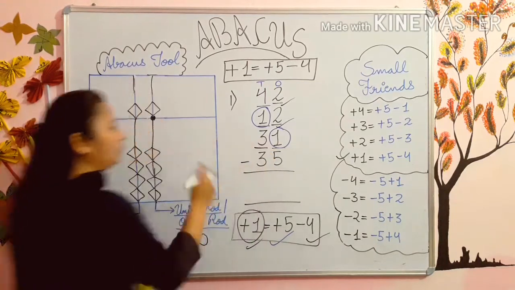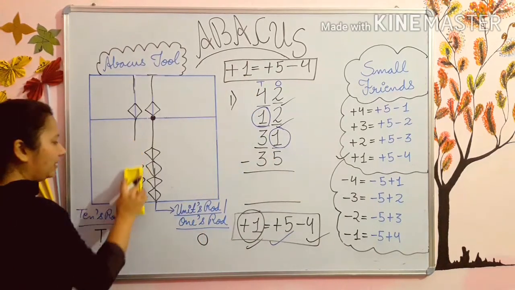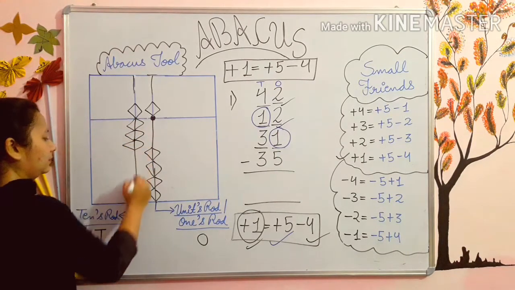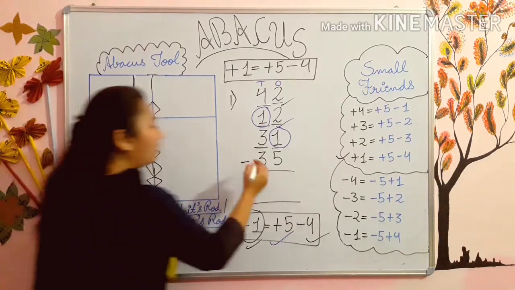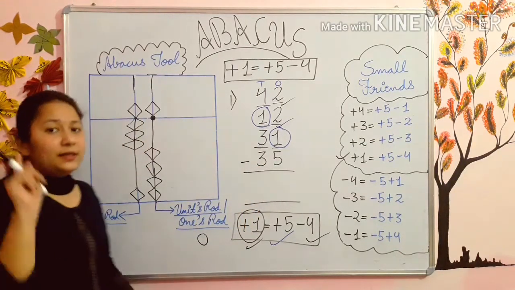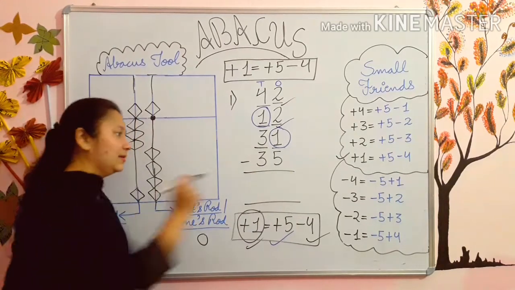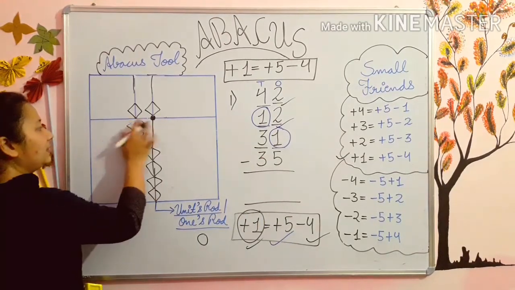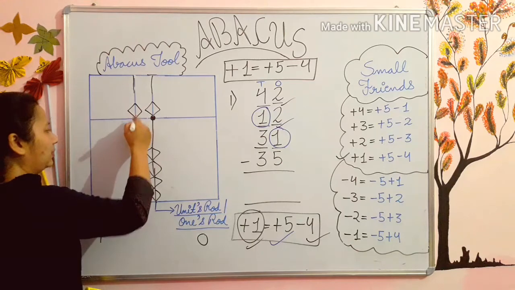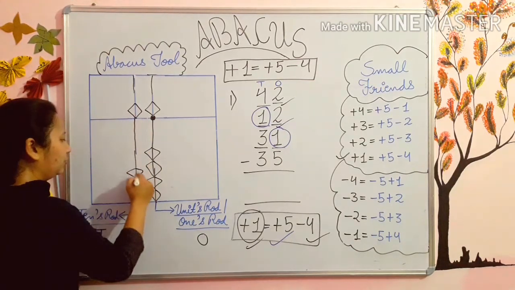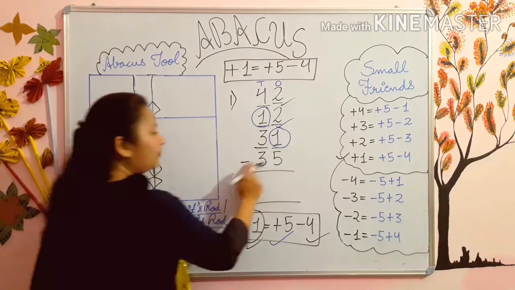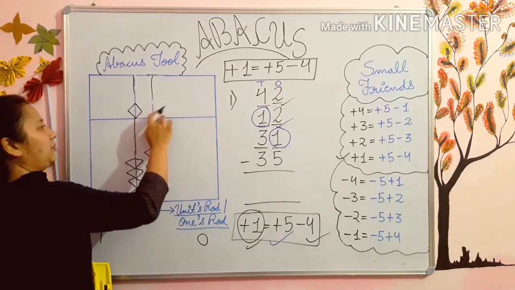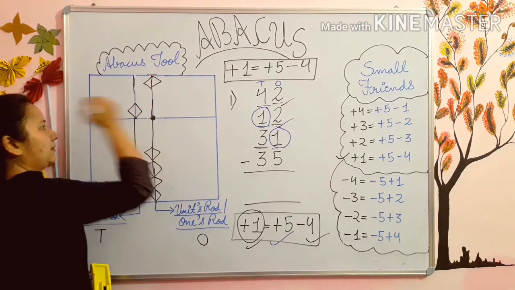Now you have to add 3 in the 10's rod. So add 3. 3 means 3 beads up. Now you have to do minus 3. See, please be careful with the sign. Minus 3 is there. Minus means put the beads down. Minus 3 means put the 3 beads down. 1, 2, 3. Then minus 5. Minus 5 means minus 5 in the 1's rod. Minus 5 means put the 5 bead back to its place.